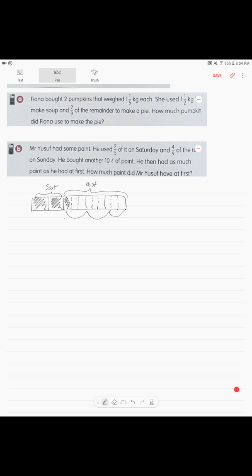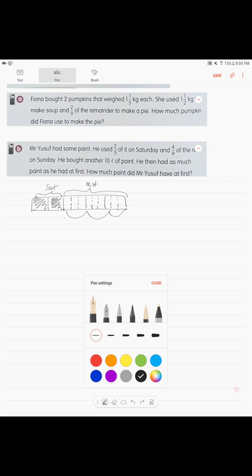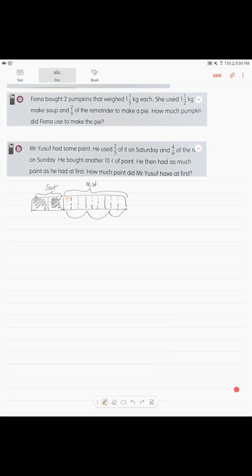So he used, I should use another color, right? No, whatever, orange. He used 4 of these units on Sunday. This is good. This was Sunday, right? So 5 of these units, 5 9s of the rest is leftover, right? Left.